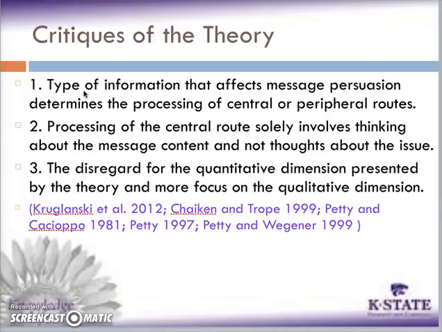In fact, the theory does not make statements about types of information being related to routes. Rather, the key to the theory is how any type of information will be used depending on central or peripheral routes, regardless of what that information is.